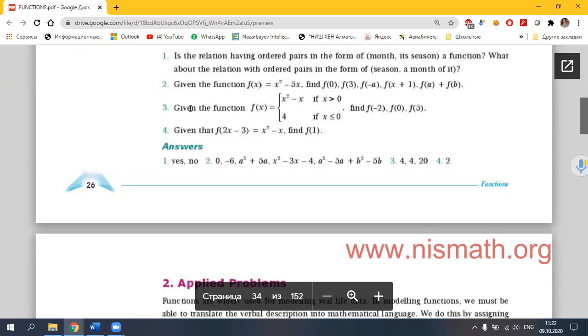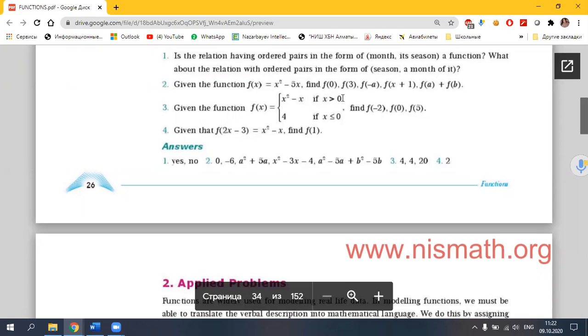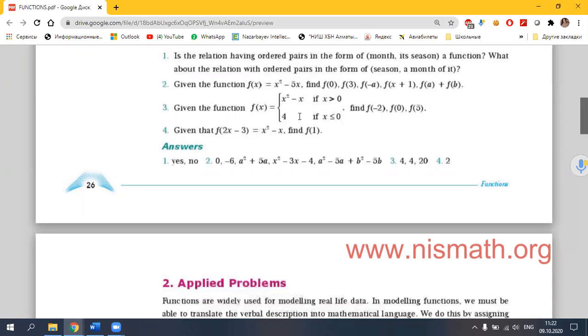Үшіншісі, given the function, бізде уже не берілген? System. System деген жүйе. Система деген ғой енді. F of x equals x squared minus x. Егер де жазылып тұр. X greater than 0. Нөлден үлкен болса, осыған қой дейді. And системада екіншісі бар. For егер де if x less than or equal 0. Нөлден кіші немесе тең болса.